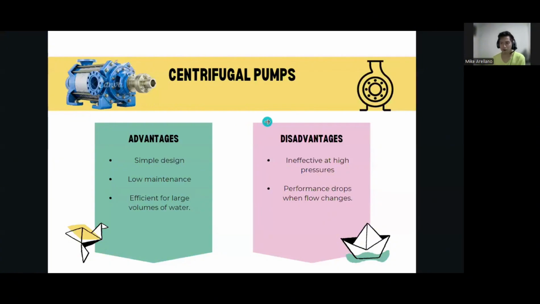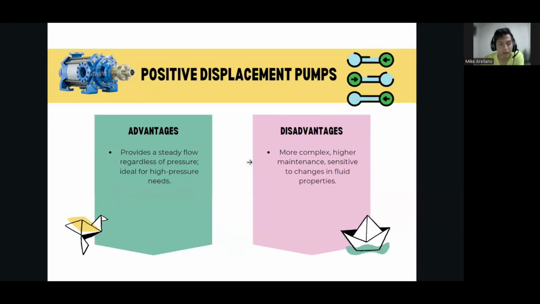The primary types of pumps in water supply pressure systems include centrifugal pumps. For the first, the advantages are simple design, low maintenance, and efficiency for large volumes of water. The disadvantages are that it is ineffective at high pressure and performance drops when flow changes. Positive displacement pumps. Advantage: provides a steady flow regardless of pressure, ideal for high pressure needs. Disadvantage: more complex, higher maintenance, sensitive to changes in fluid properties.